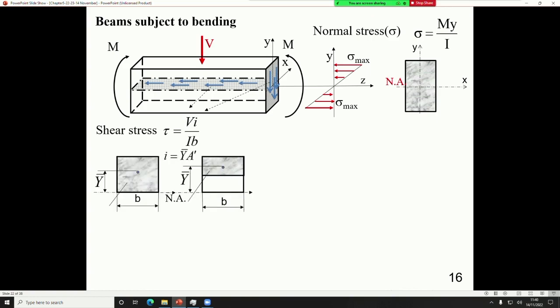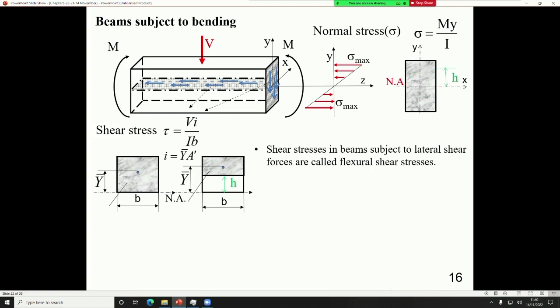And I showed you how to find the shear stress, or flexural shear stress, applied to a beam subject to lateral shear force. So this is what I said earlier. Shear stresses in beams subject to lateral shear forces are called flexural shear stresses. Now, based on this equation, we have maximum stresses acting on the top and bottom layers. And we've got maximum shear stresses acting on the neutral plane.